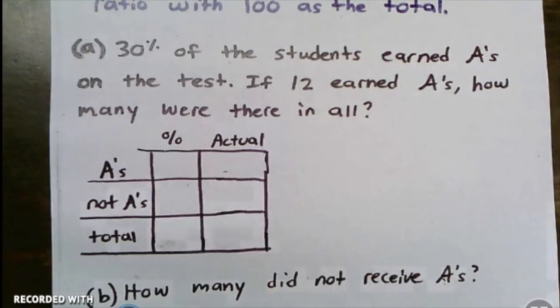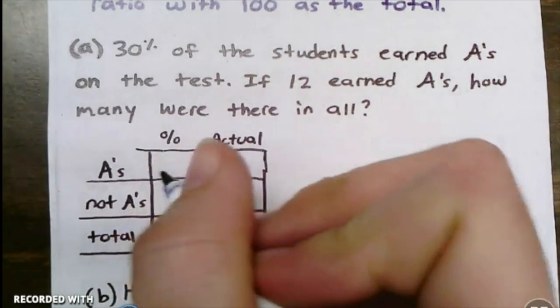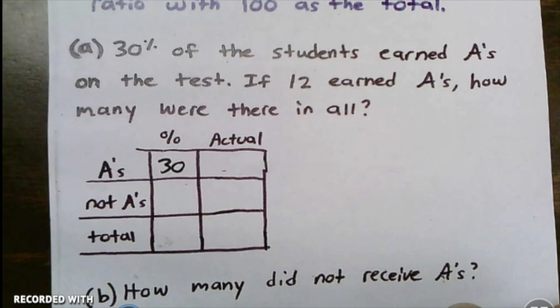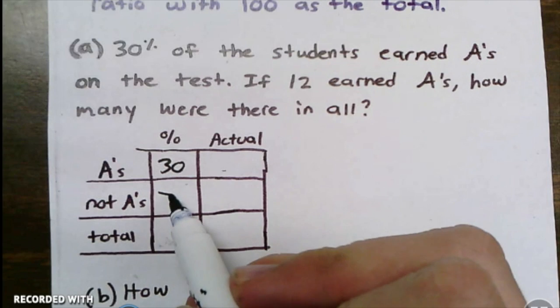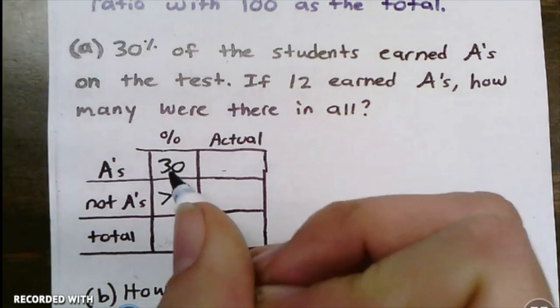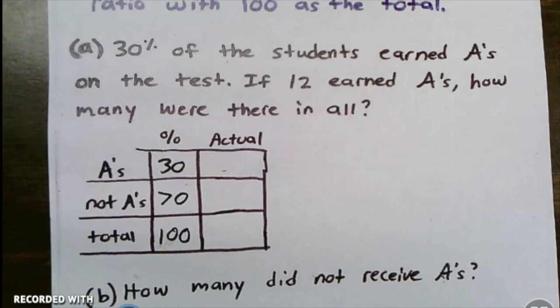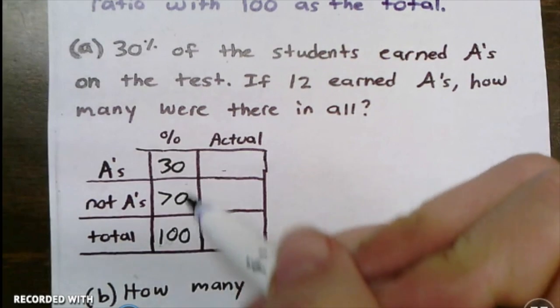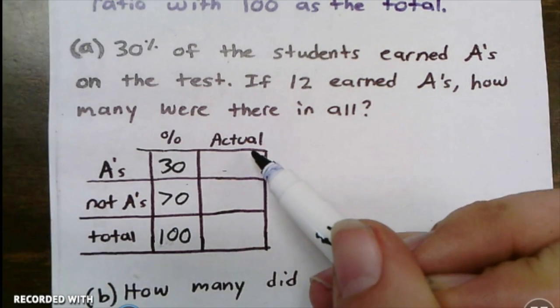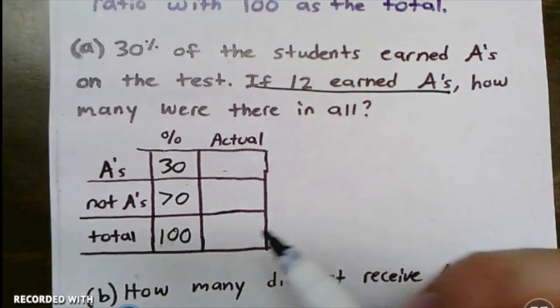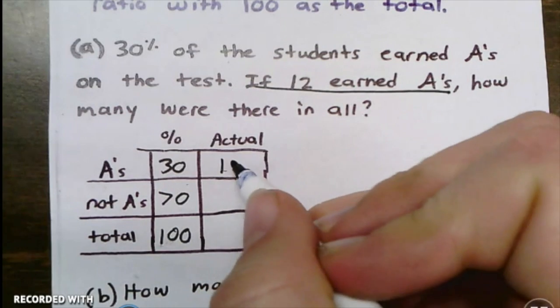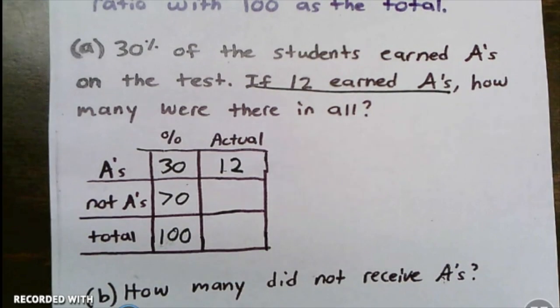So here we have our ratio box. We know that 30% earned A's, which means what percent did not receive A's? Right, 70%. And so this is a total of 100%. These numbers always add up to 100. Now the actual is, we said if 12 earned A's. So if I put 12 there, then I can solve for these two missing blocks. Okay, so let's do that.